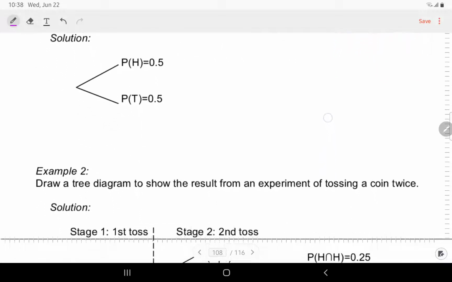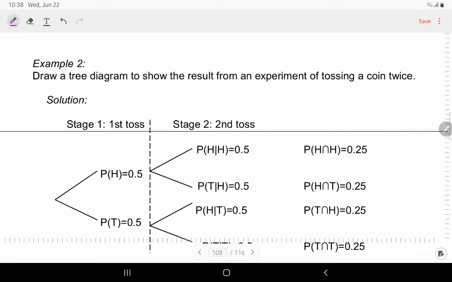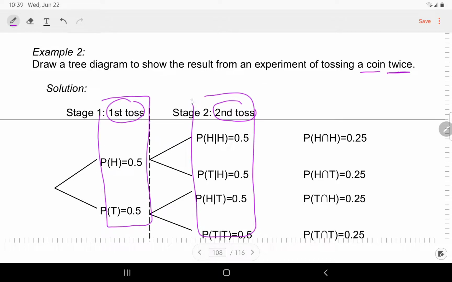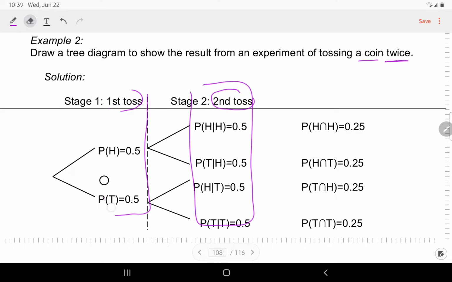Okay, different with example 2. Draw a tree diagram to show the result from an experiment of tossing a coin twice. So kita ada dua event dekat sini. Event pertama adalah first toss, event kedua adalah second toss. So dekat sini kita ada dua stage, sini dengan sini, ataupun dua segmen lah dekat situ. Okay, untuk first stage kita bahagi kepada 2 lah. Okay, first toss, kenapa bahagi kepada 2? Sebab ada dua outcome, whether it is head or tail. So P(H) equal to 0.5, P(T) equal to 0.5.